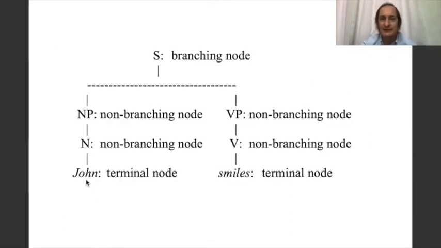We've got a sentence node at the top, which is branching. It has its two daughter nodes, which are NP and VP. The NP node itself is non-branching. It dominates an N node, which is non-branching, which dominates John, which is the terminal node. We have the same thing over on the VP side with VP and V non-branching nodes and Smiles as a terminal node.